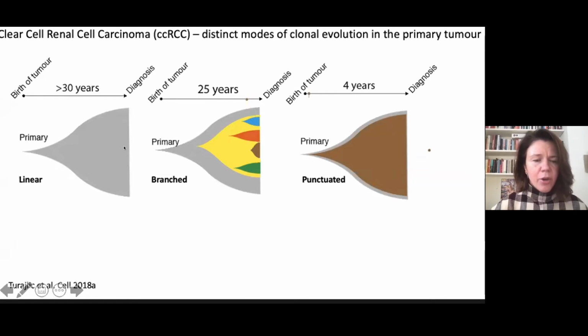There is no detectable ongoing evolution of these tumors, although, of course, this might be a result of limits of sensitivity as well with bulk sequencing. There are these slow-growing larger tumors which have very high levels of clonal complexity.